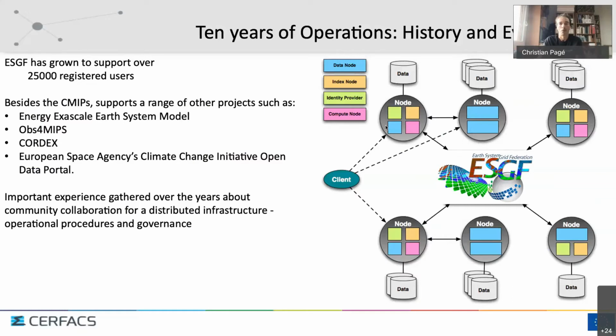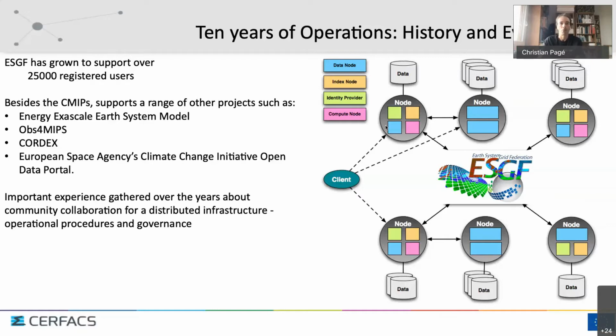And not only CMIP simulations are provided, it also hosts data from other projects. For example, I list a few examples here, but there are many more. So we have, for example, Energy Exascale Earth System Model output. We have Obs4MIPs, so observation intercomparison too. We have CORDEX, I will be talking a little bit more about it later. And some data from the ESA, the European Space Agency, with climate specific variables.